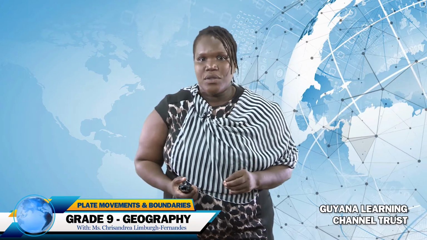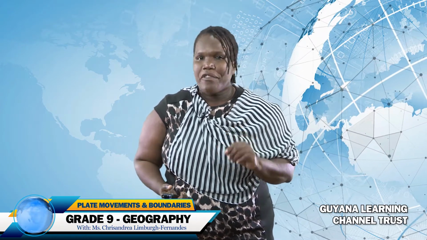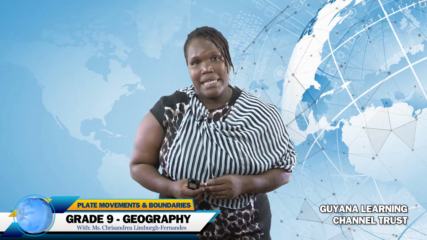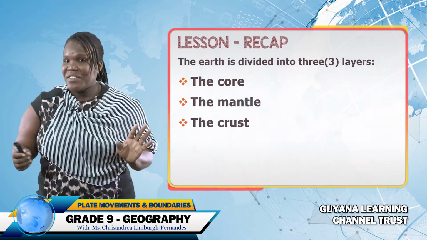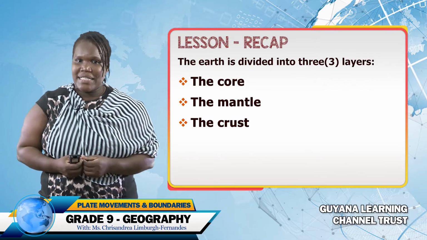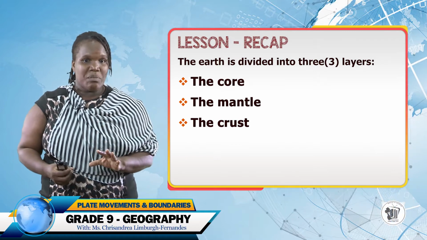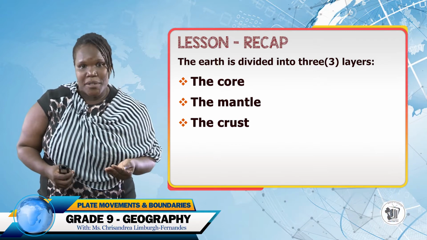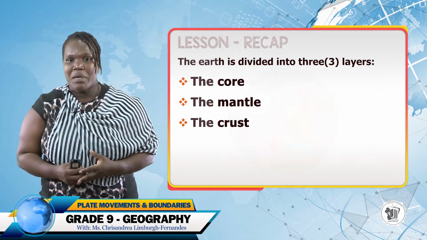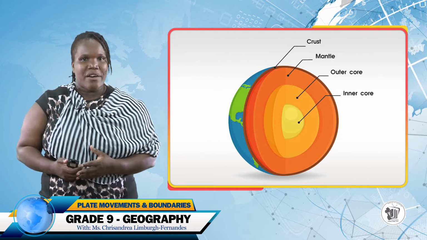Before we go into mountain formation, let's do a brief review on the structure of the Earth and on plate tectonics. The Earth is divided into 3 layers. And we discussed this in our last lesson, where we noted the core, which is the innermost part, then there's the mantle, and finally there's the crust, which is the outermost part of the Earth, as illustrated in the diagram.